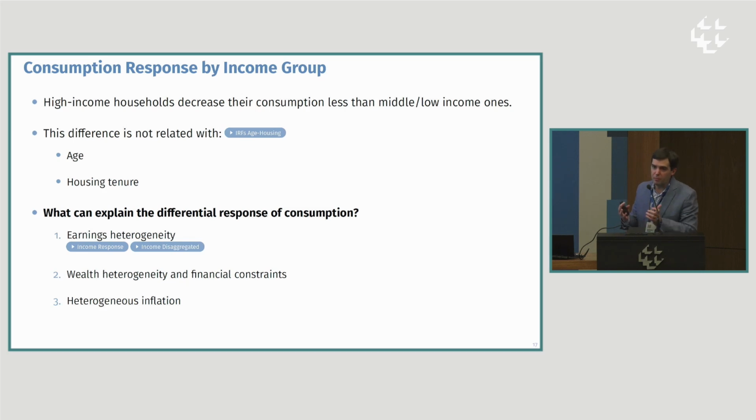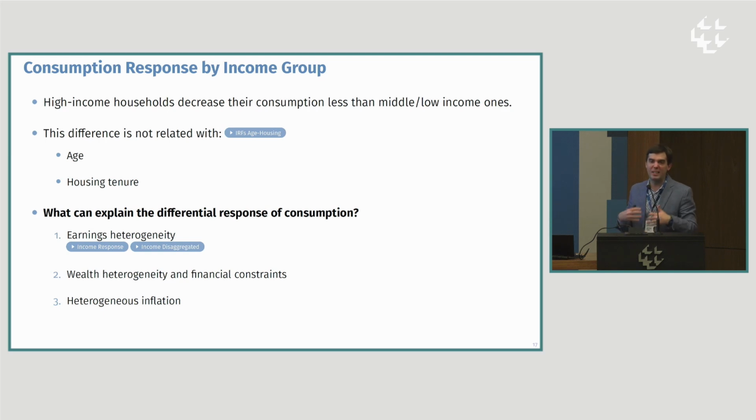So what do we do in the paper? We split households using different categories. We group households by age. We also use housing tenure, trying to see if being a mortgagor, a renter, or an owner makes a difference in your response. What we show in the paper, and I won't have time to cover this in the presentation, is that the relevant dimension for heterogeneity in response to these shocks is income.